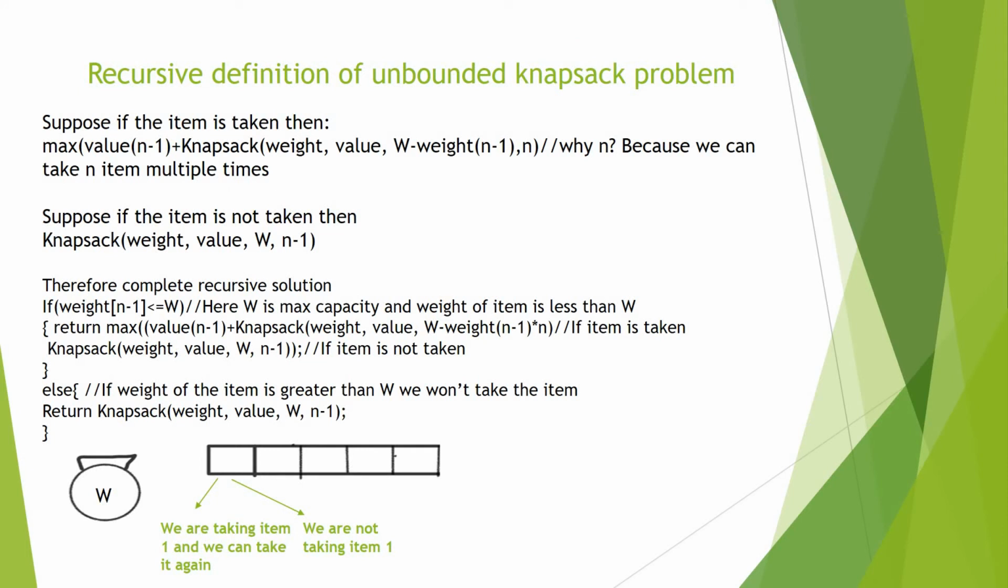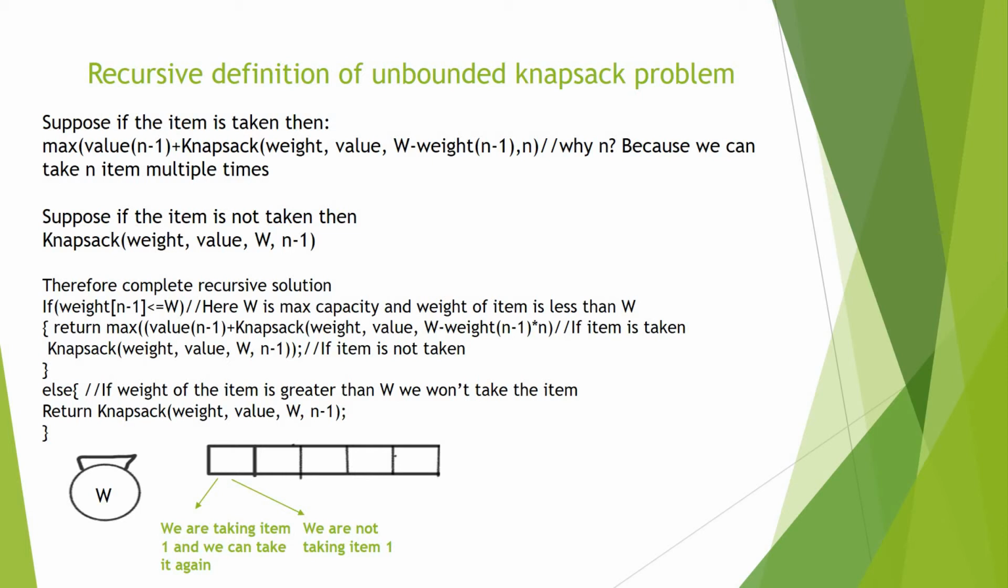So here is the recursive definition of the unbounded knapsack problem. Suppose the item is taken, then the maximum value is the value of the item plus we call the function knapsack(weight, value, maximum weight deducted by the weight of that element, n). So why n? Because we can take the n-th item multiple times. Suppose the item is not taken, then we will call the function knapsack(weight, value, W, n minus 1), where W is the maximum weight capacity. This is very similar to the recursive definition of the 0/1 knapsack problem.